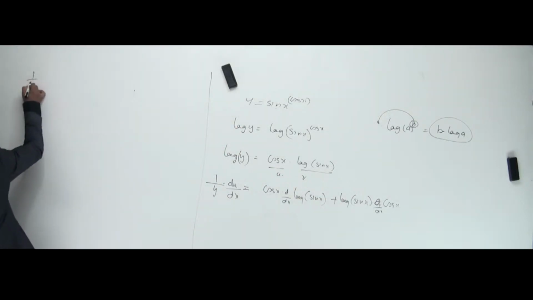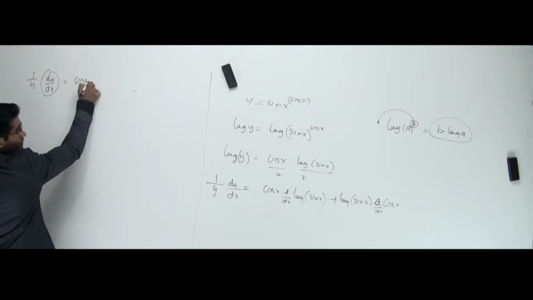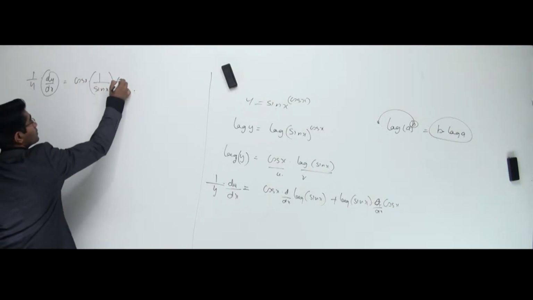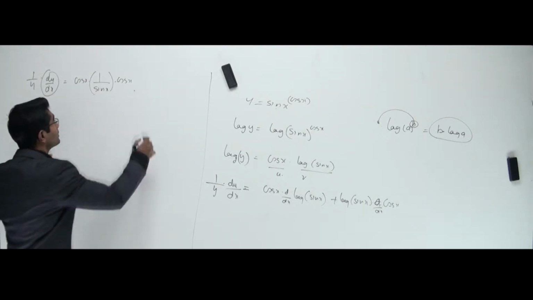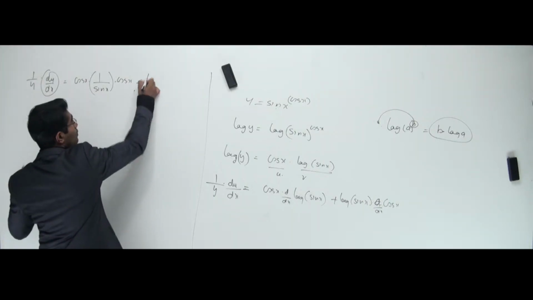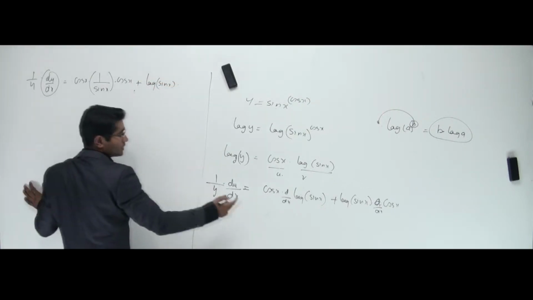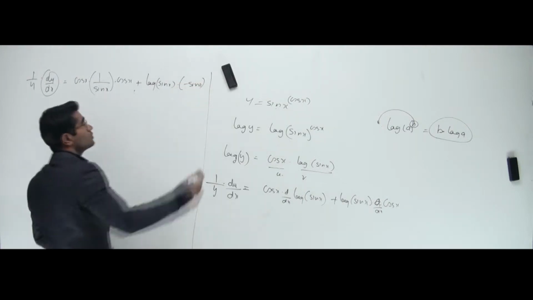So I have 1 by y, dy by dx, this is what I'm looking for anyway, is equal to cos of x. And how do I differentiate that? So 1 by sine x into differentiation of sine x is cos x. This is a small chain, the log chain basically, right? The next thing, plus, and I have log sine x, nothing to differentiate here, so I'll just write it like that, into differentiation of cos x is minus sine x. That's all is what it is.